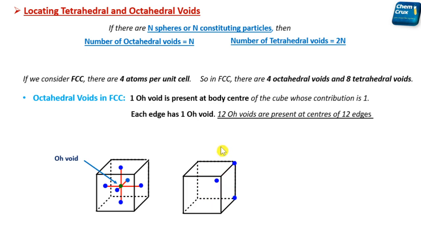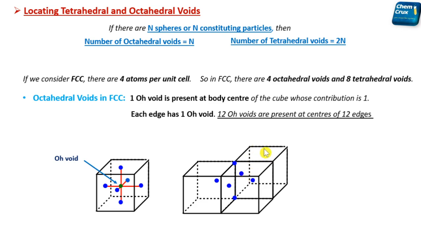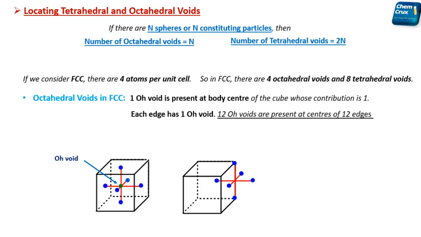This point is present at the center of the back wall of this unit cell. This point is actually present at the center of the side wall, which is shared by these two unit cells, and this point is present at the center of the side wall of this unit cell. Now if I paint out these two unit cells and join these points, you can see the formation of an octahedron, right? Thus at the center there will be formation of an octahedral void.